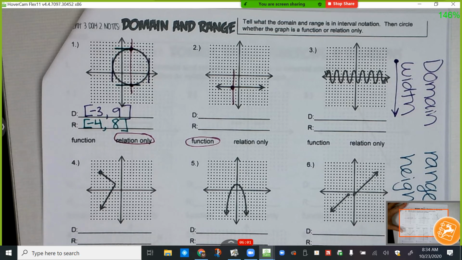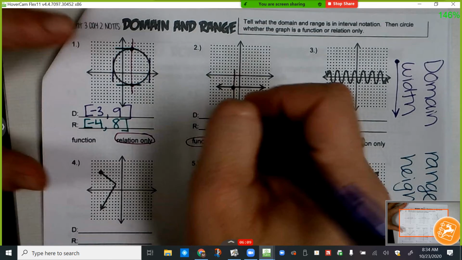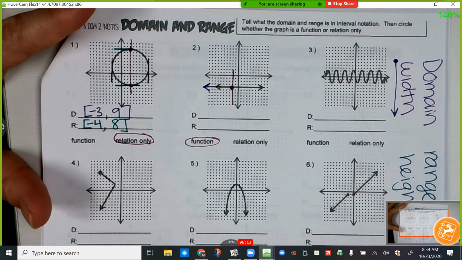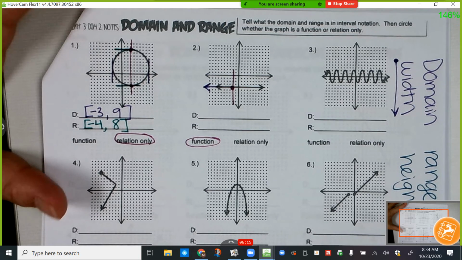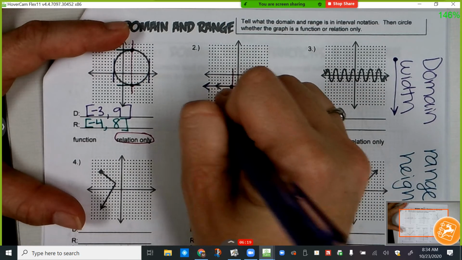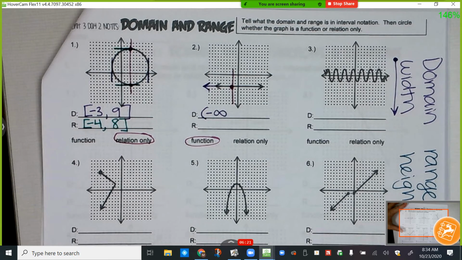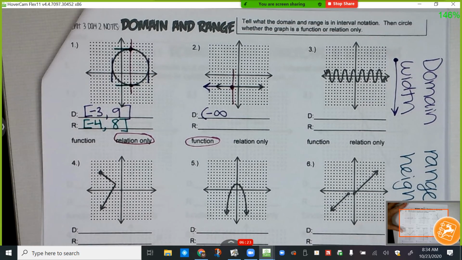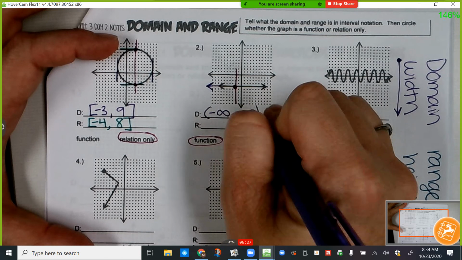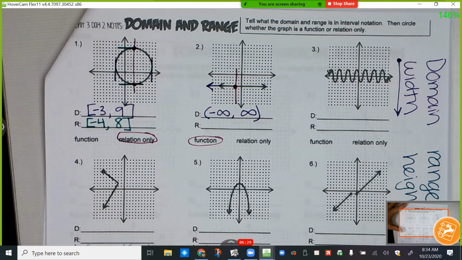Okay, so let's look at domain. Domain is our side to side. What is the farthest left this goes? Does it ever stop going left? It has an arrow pointing left. So what would I use to represent never stop going to the left? What kind of infinity? Negative infinity. Remember, infinities always get parentheses. Now, what's the farthest right it goes? Positive infinity. And infinity always gets a parenthesis.